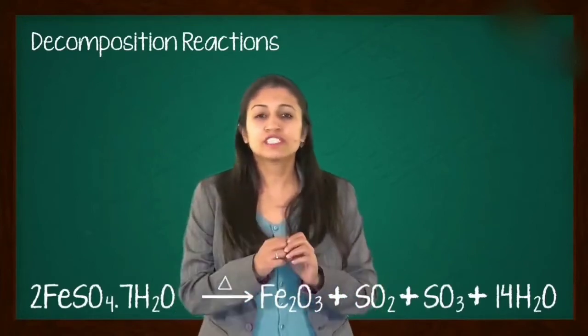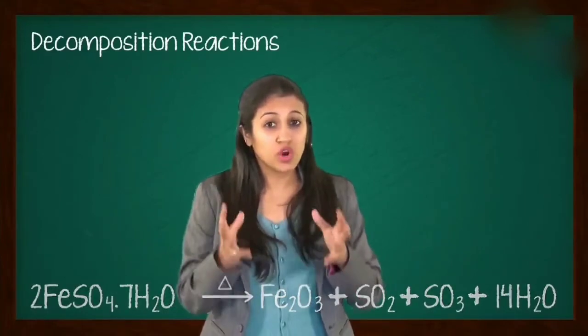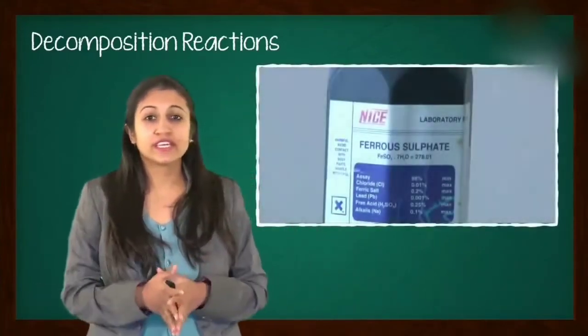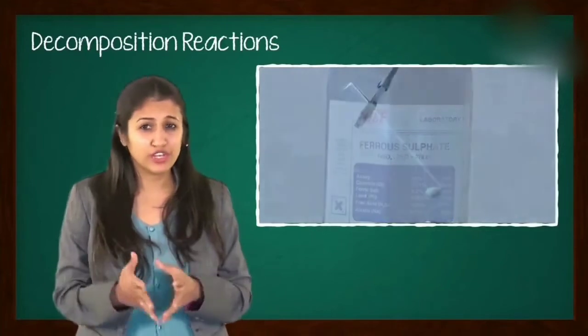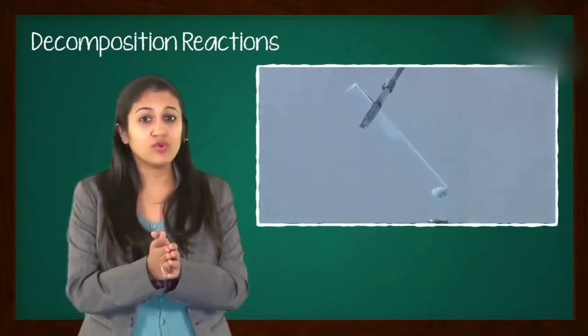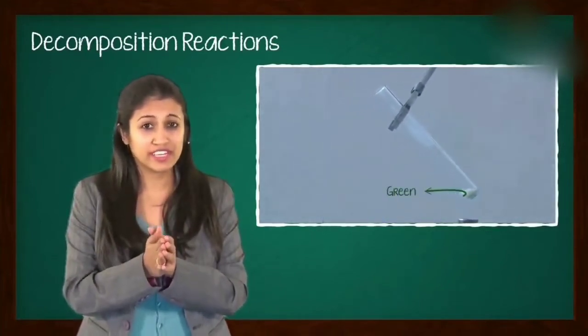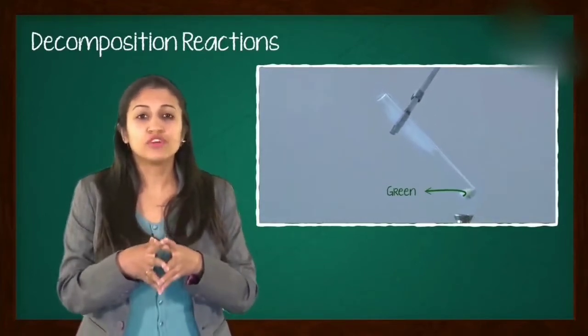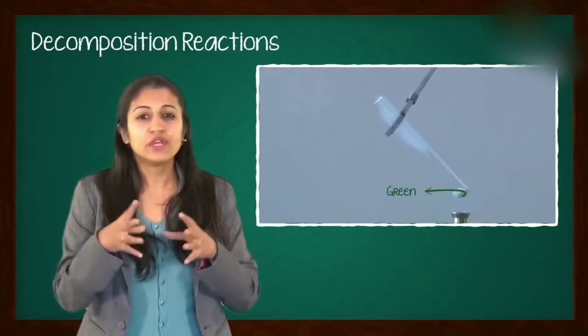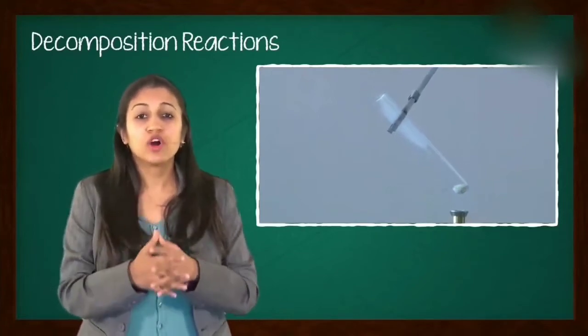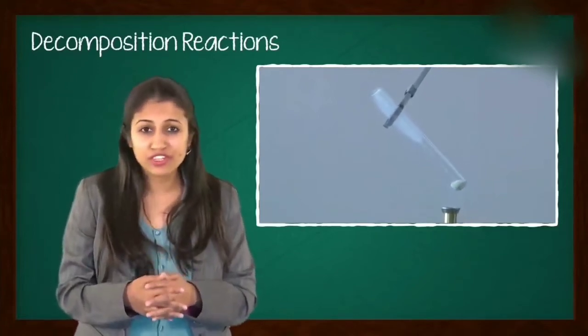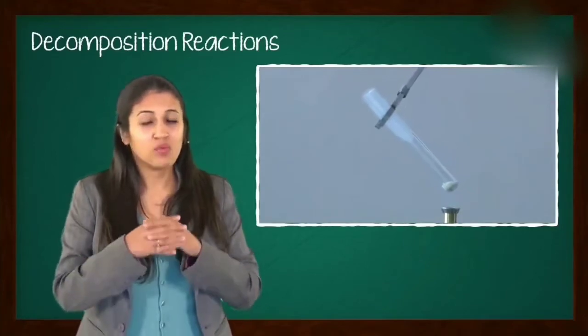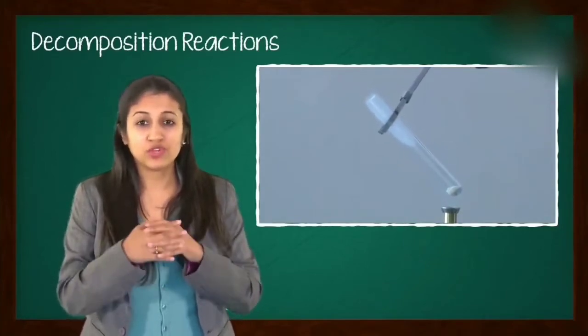Now, let's perform this experiment to actually see what happens. What you need to do is take some ferrous sulfate crystals in a boiling tube, and don't forget to note the color of the ferrous sulfate crystals. They're green in color, right? Now, heat the boiling tube over the flame of a burner till you can observe a color change. And what is the color of the crystals after heating? And why is that happening? This is what we need to understand.